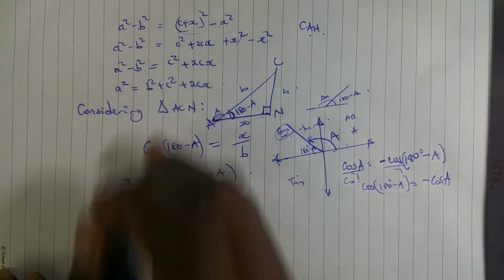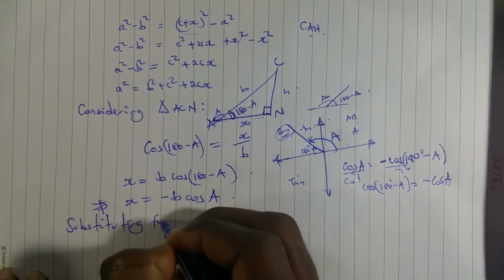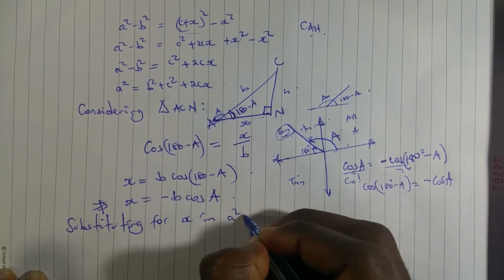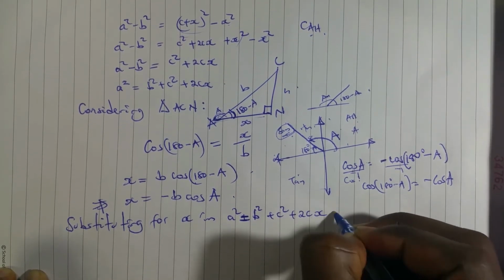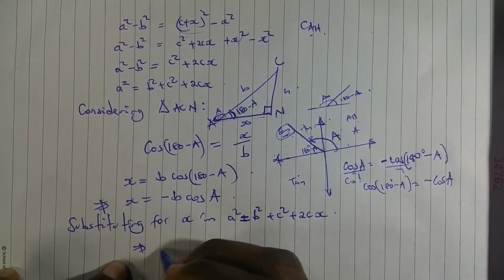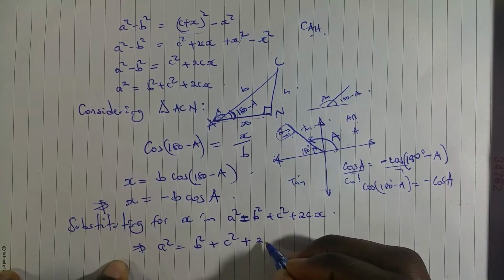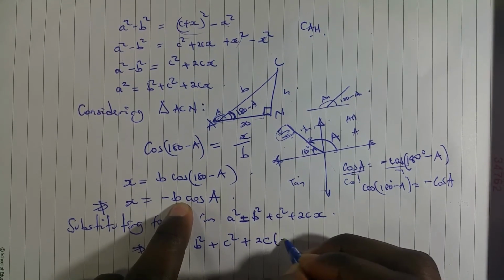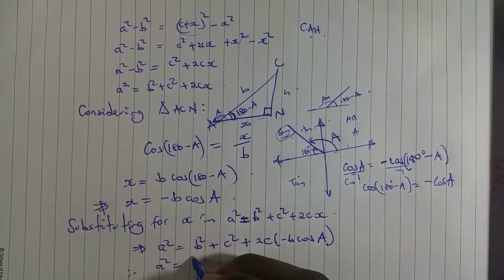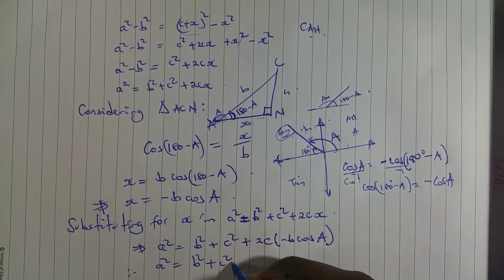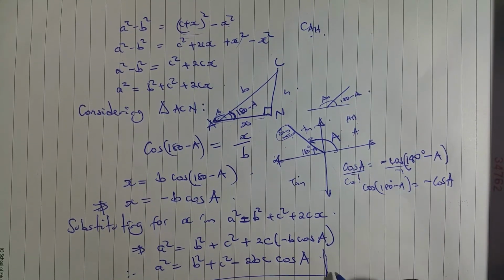So now let's substitute for x back in that equation. Substituting for x in a squared equals b squared plus c squared plus 2cx, that implies we're going to have a squared equals b squared plus c squared plus 2c times our x, which is negative b cos A. So finally, therefore, a squared equals b squared plus c squared, that minus will now come here, minus 2bc cos A, if you open that bracket, which is still our cosine rule.